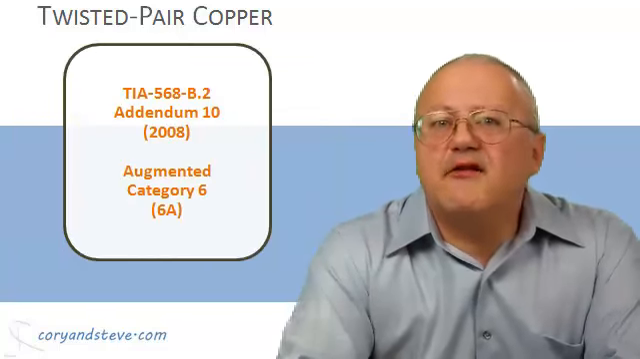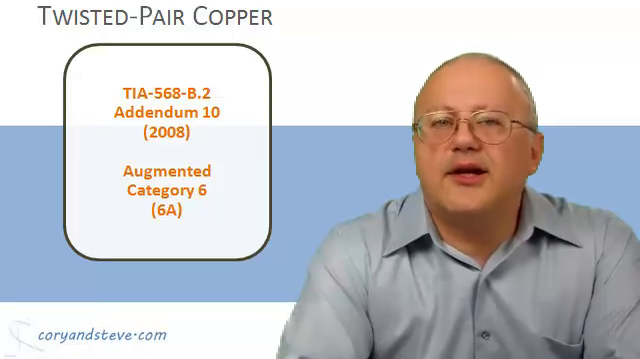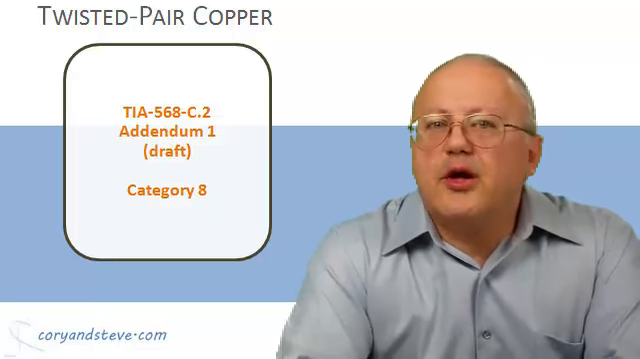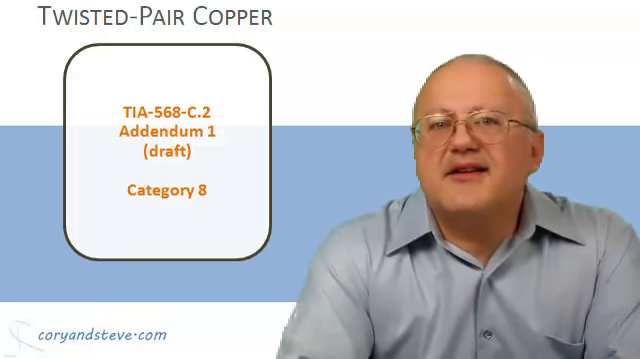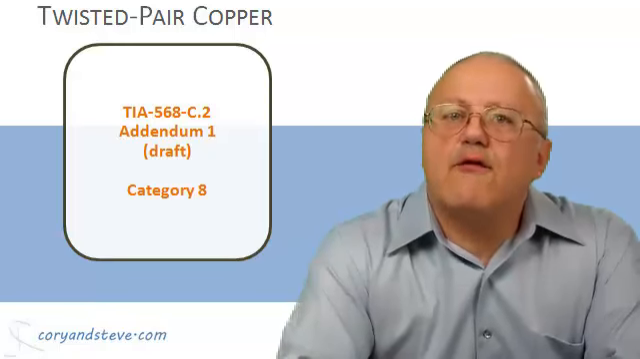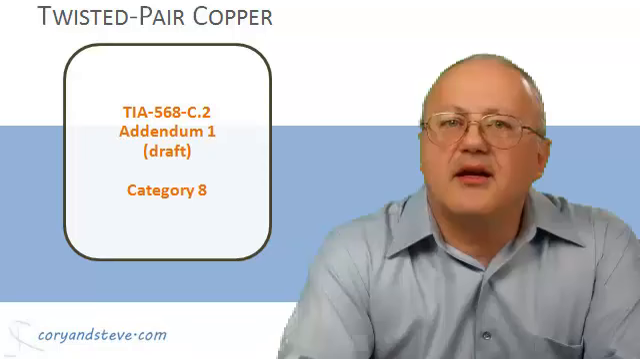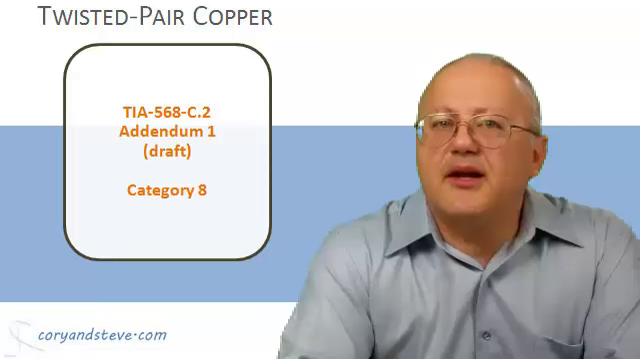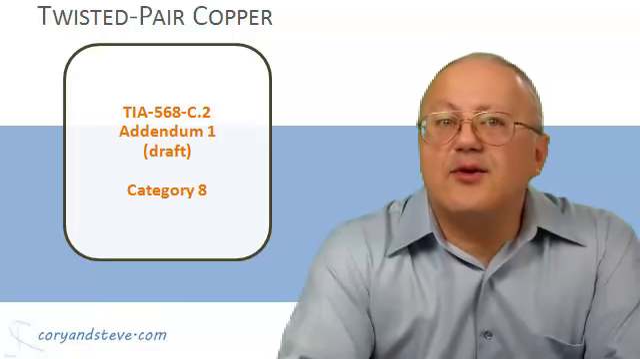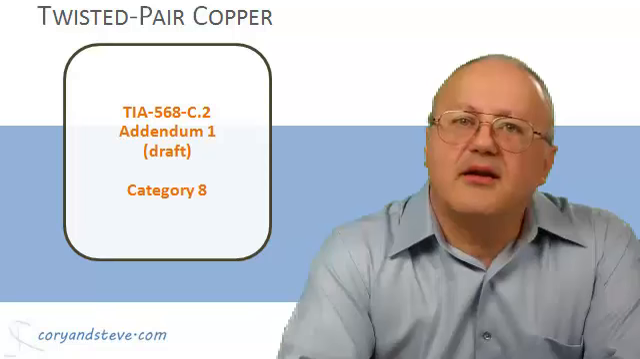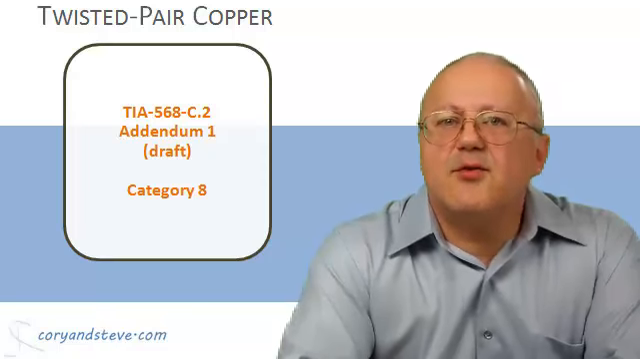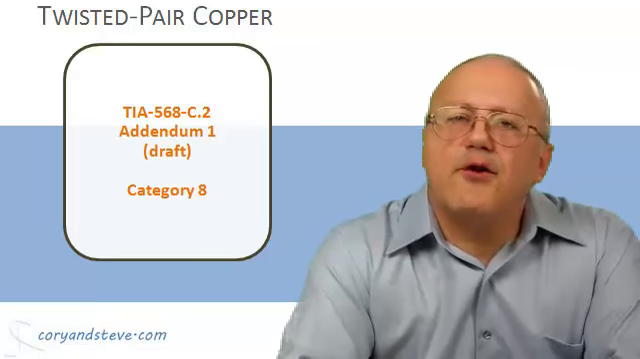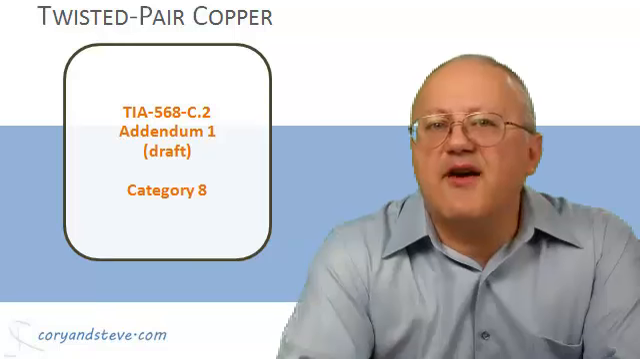And here's the document that defined Category 6A, or more formally, Augmented Category 6. In the future, we can look forward to Category 8, with an expected bandwidth of 2000 MHz, or 4 times the value for Category 6A. The goal is to support 40 gigabit Ethernet over twisted pair cabling, with a reduced channel length as low as 30 meters, or about 100 feet. So we're going from 100 meters to 100 feet, which is perfectly adequate for data centers and equipment rooms where 40 gigabit Ethernet connections are expected to be found.